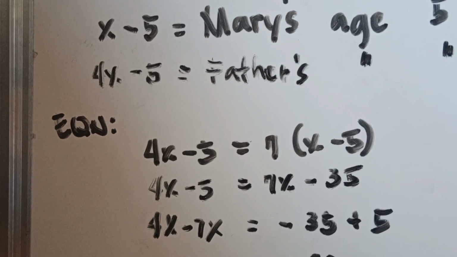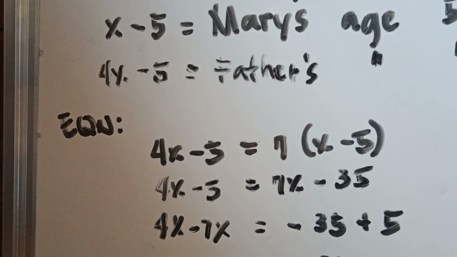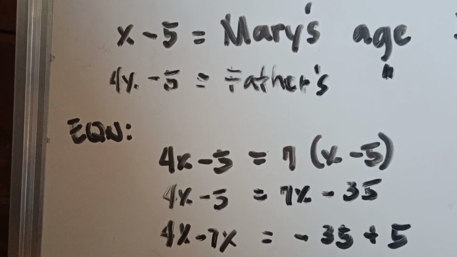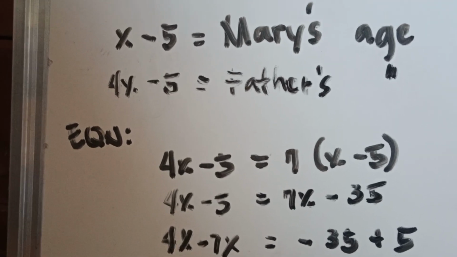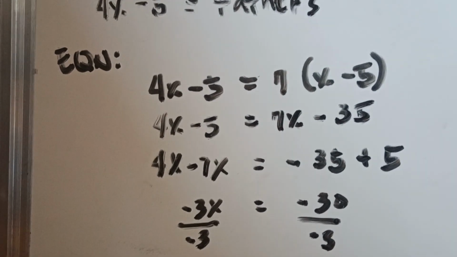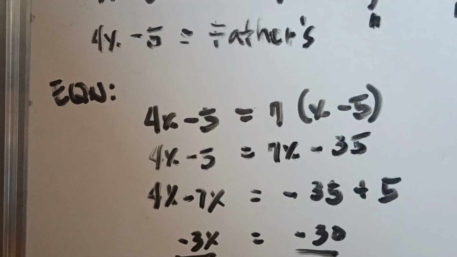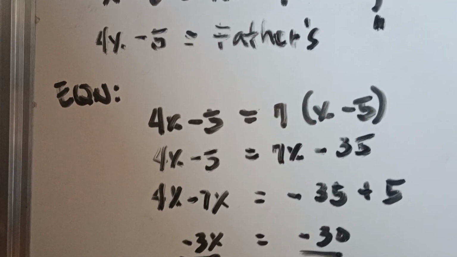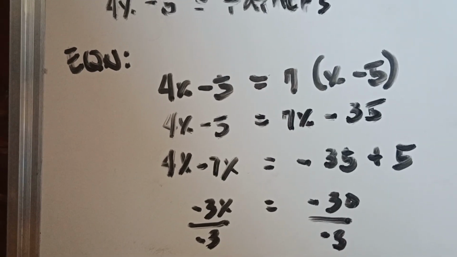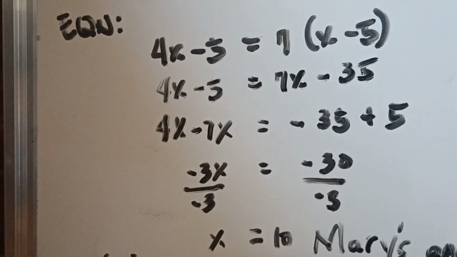After the second step, we will combine like terms. By addition property of equality again, we will combine 4x and 7x. So we will have 4x minus 7x. And then on the right side, I will combine negative 35 plus 5. What's the answer? So that is negative 3x is equal to negative 30. Since we are solving for x, we need to divide both sides by negative 3. So that becomes x is equal to 10.